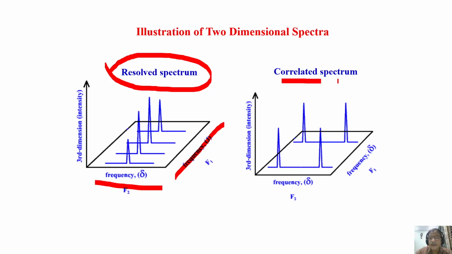This is a correlated spectrum where the frequency of one nucleus is correlated to the frequency of the other nucleus here, or the frequency of the same nuclei between two different nuclear spins can be correlated. It could be the chemical shift of one nucleus here, the chemical shift of another coupled nucleus here. That's also possible. So I gave you two examples. This is the way we represent two-dimensional spectra.